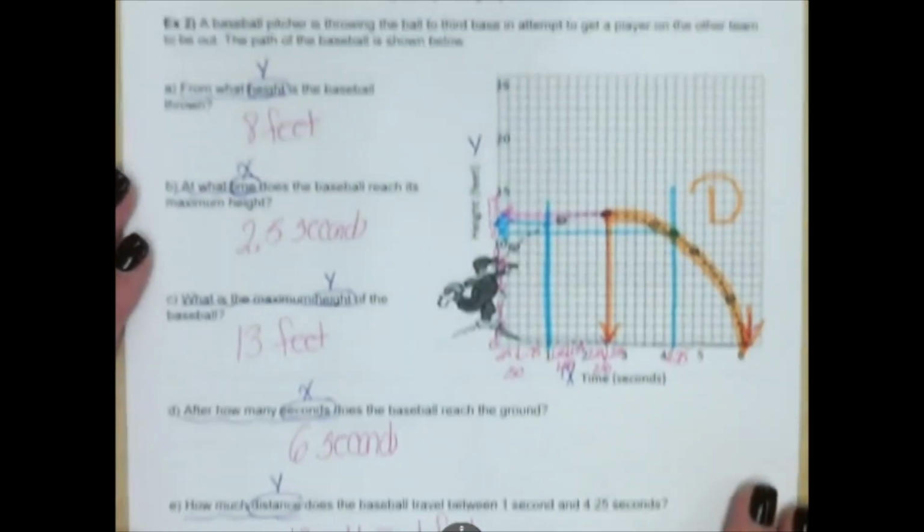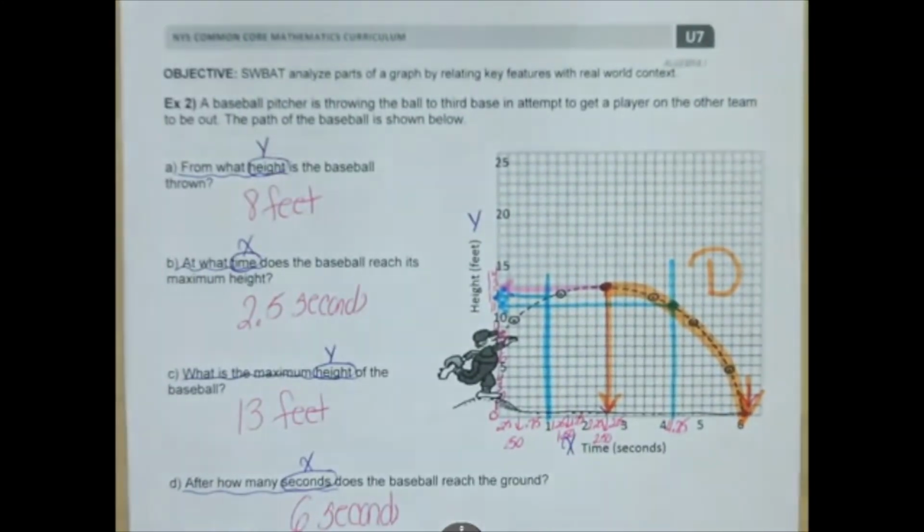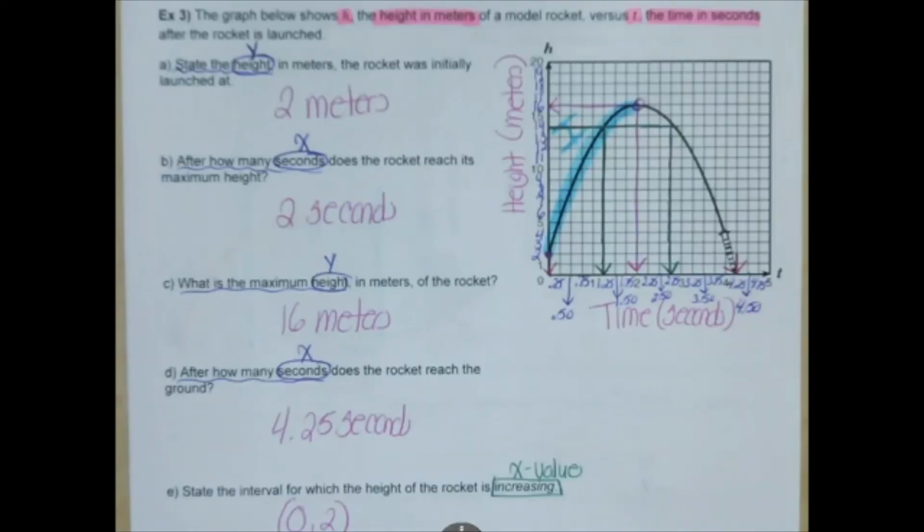I want you guys to right now pause the video, and I want you to do example 3 on your own. Okay, once you're complete, then you can check back to see what that final answer was going to be. All right, boys and girls, here we go. Example 3, it says the graph below shows h, the height in meters of a model rocket, versus t, the time in seconds after the rocket is launched. All right, so we had to answer all of these questions. Here are the answers, okay?